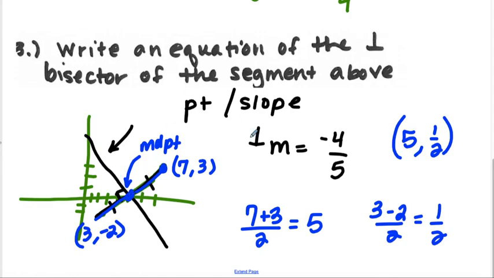And so I have a point and a slope, so I can use point-slope. So my equation would be y minus 1/2 equals -4 over 5 times (x minus 5).